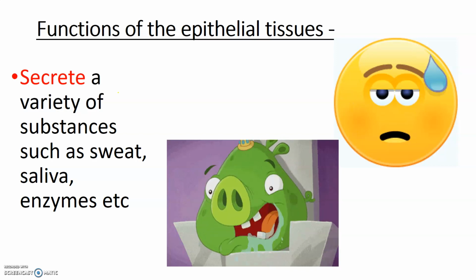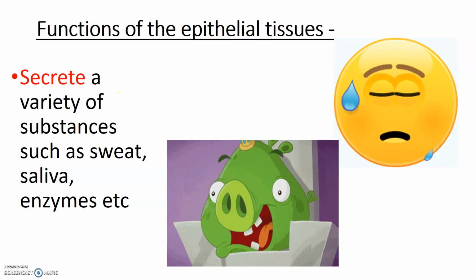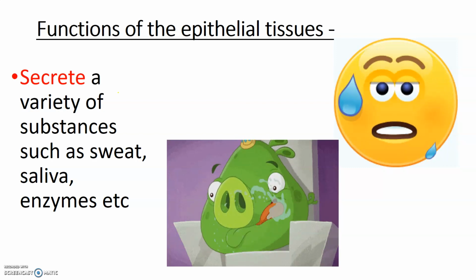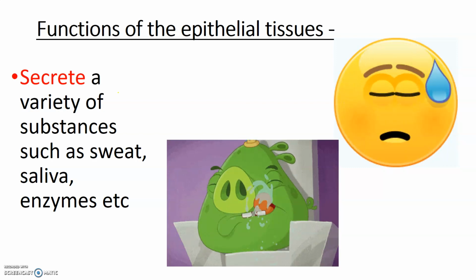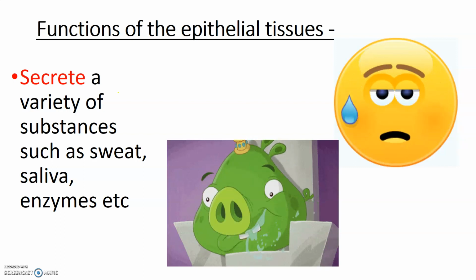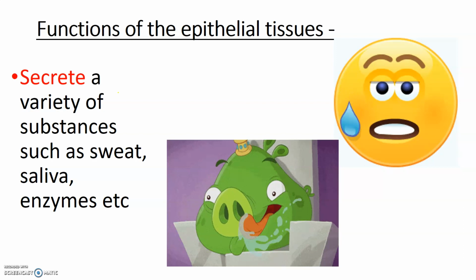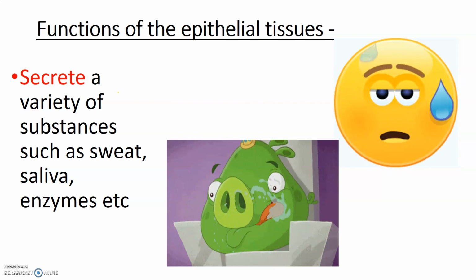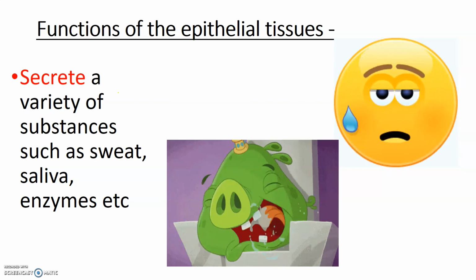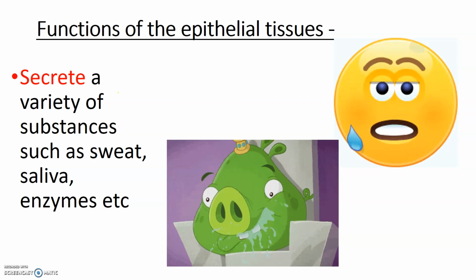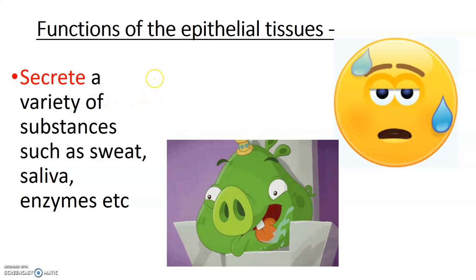The next function that we have discussed in the class today is that the epithelial tissue also helps in the secretion of a variety of substances. It helps in the secretion of sweat because of the sweat gland. It helps in the secretion of saliva because of the salivary gland, and enzymes in the glands. So the secretion is also because of the epithelial tissue.